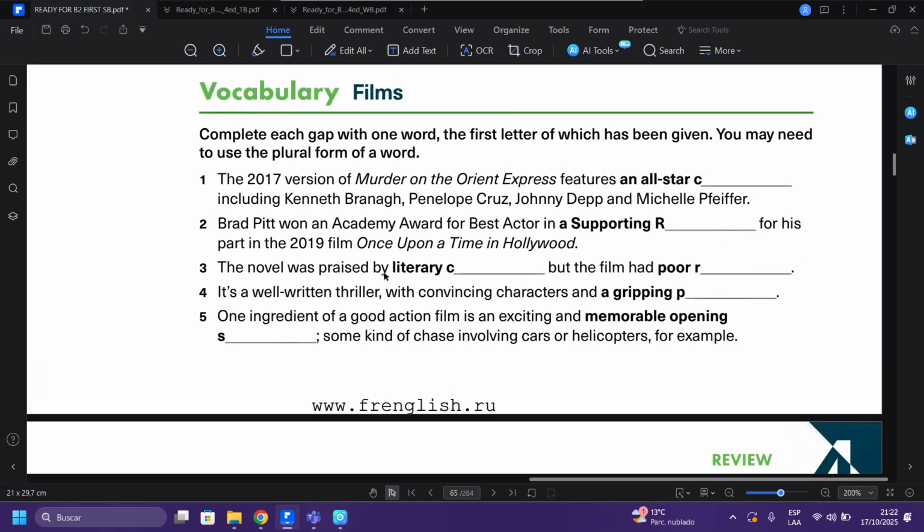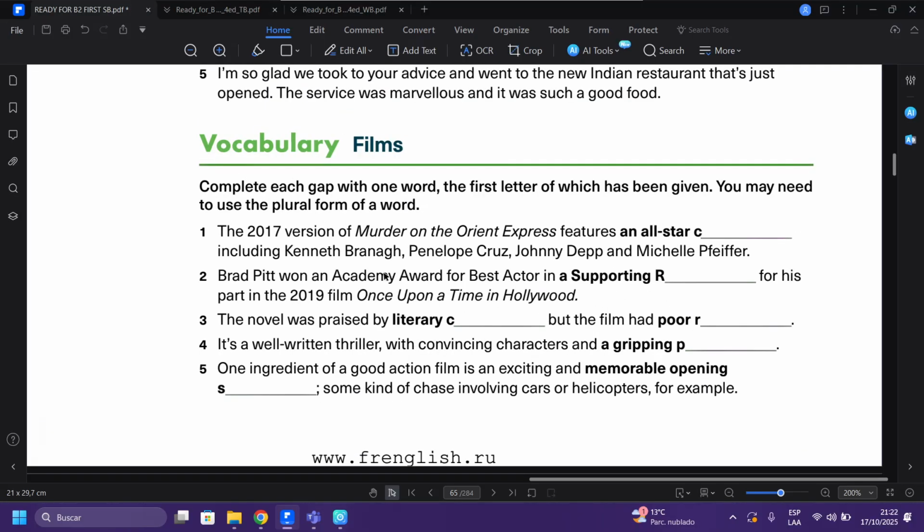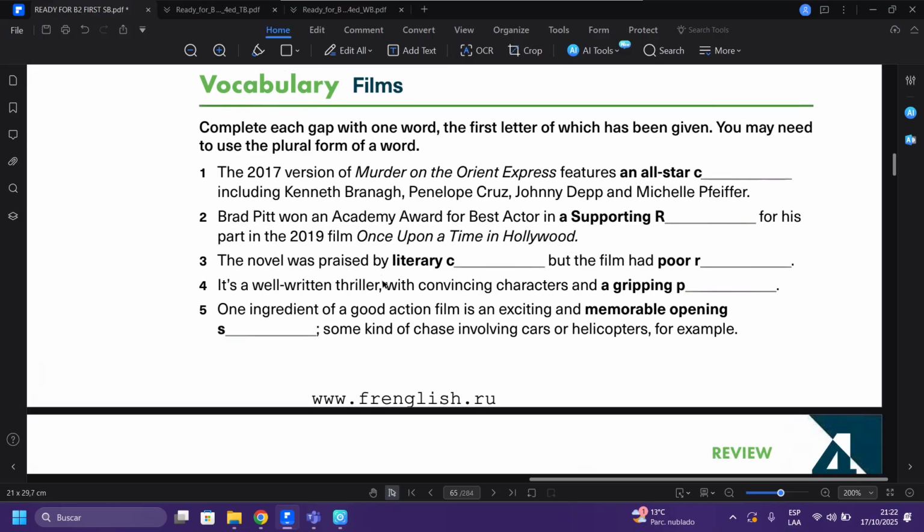And the next one, we're going to put into practice some vocabulary related to films. They are very common expressions. The first letter has been given, as you can see here. The phrase is in bold, and it is possible that we have to use the plural form of the words. For example, in number one, we have an all star, and it starts with the letter C. Murder on the Orient Express features.